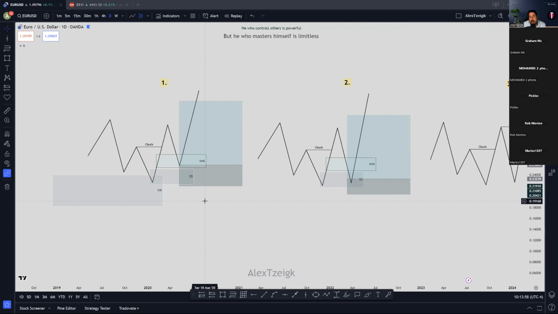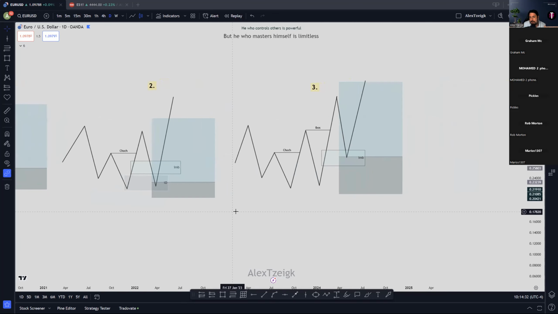Now, let's say one more time. This is an aggressive entry where we enter directly after a change of character from the balance. This is the same example, but we are entering from the demand that caused the change of character. And of course, the same entry model will form from the opposite, and we will enter from the supply or the balance that caused the bearish change of character.